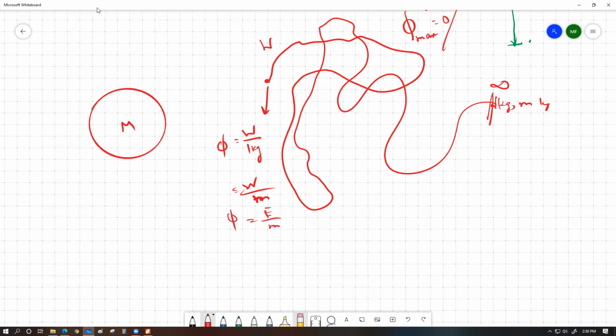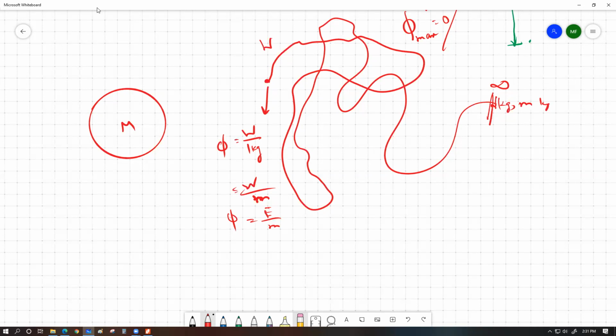Sorry? Because it's getting closer to the field. Why would an external agent have to do the work? Normally you feel that if you're moving closer to the mass, then the gravitational force helps. Precisely.